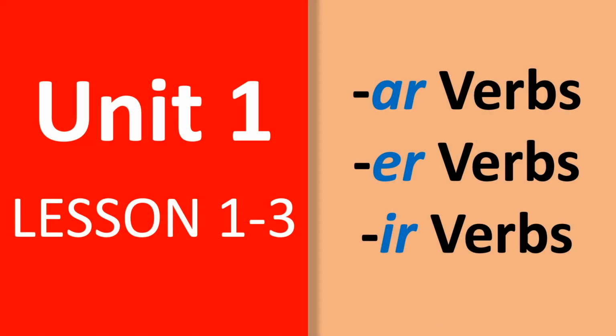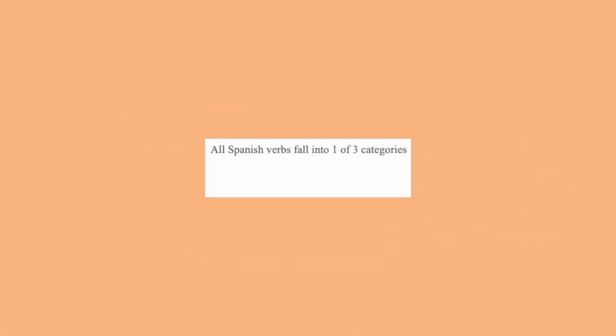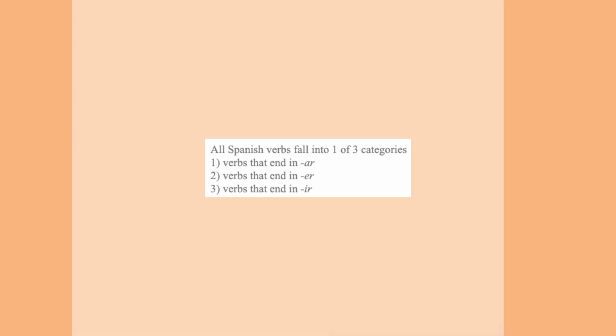In this lesson, we will not discuss verbs in as much detail. Later on in Unit 2 and Unit 3, we will look at verbs and their conjugations in much more detail. All Spanish verbs fall into one of three categories: verbs that end in AR, verbs that end in ER, and verbs that end in IR.